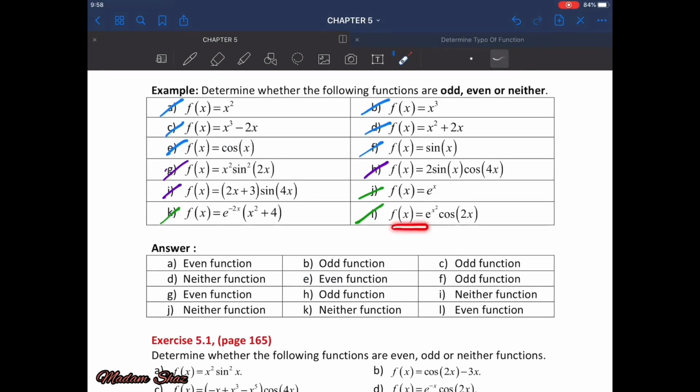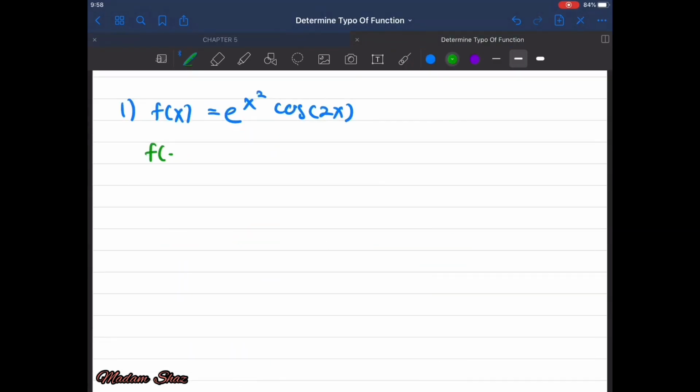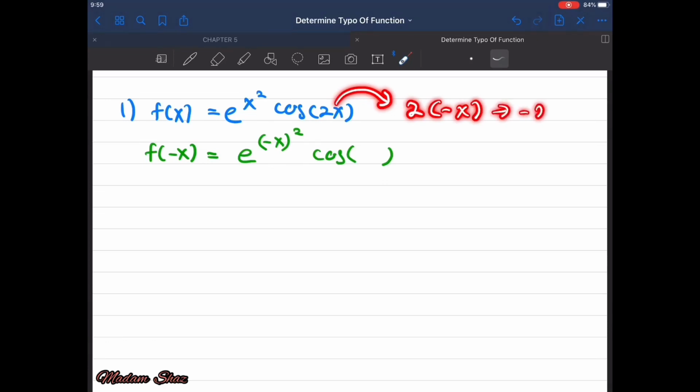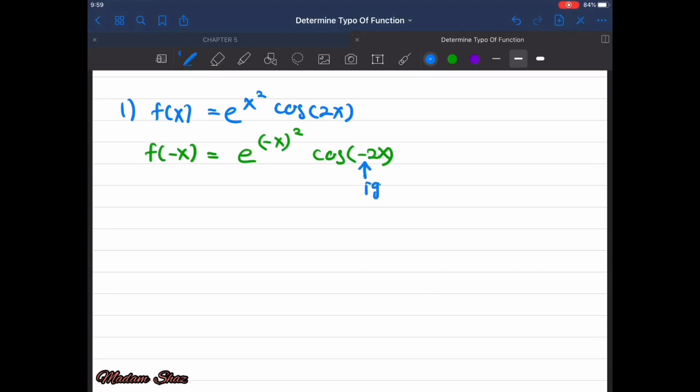For the last example, f(x) is equal to e to the power of x squared multiplied with cos 2x. So the first step, substitute x becomes negative x. So e to the power of x squared, in brackets negative x to the power of 2, cos, in the bracket 2x here will become 2 multiplied by negative x, this one will become negative 2x. So substitute negative 2x in this bracket, this one will become cos of negative 2x. So for the cos, the negative here we can ignore. So ignore the negative, we write back negative x to the power of 2, this one will become e to the power of x squared, cos of 2x. There is no more negative here because we already ignored the negative.